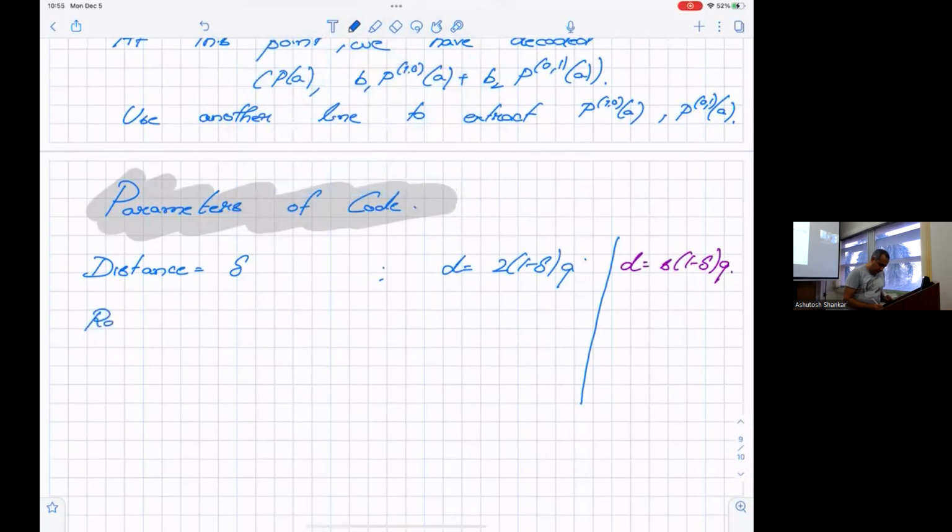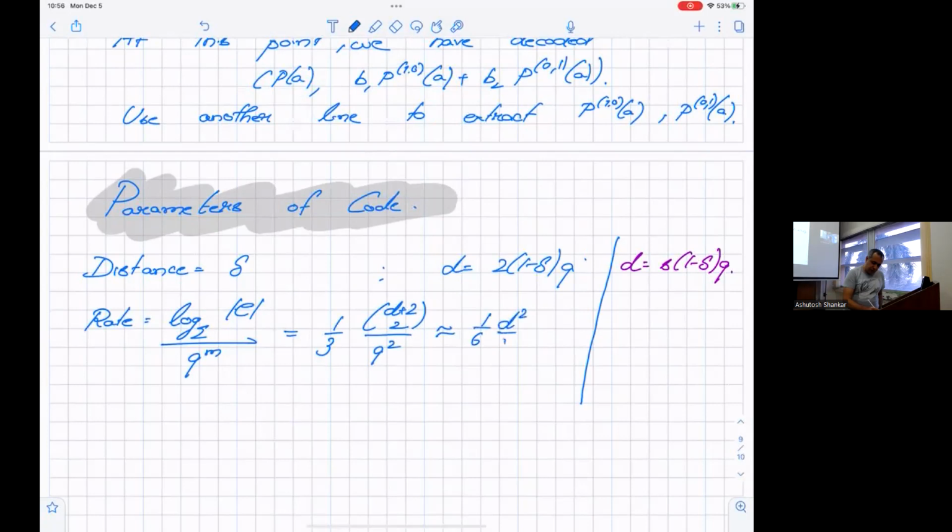Now, rate. If you recall, it was D plus M choose M. Let's write it a little more clearly. It was log of the size of C by Q power M. For our setting of parameters, sigma had a 1/3 coming out here, and C would be D plus 2 choose 2, and this was Q squared. This turned out to be roughly 1 over 6 D square Q square, and if you substitute, this turns out to be 2 by 3 times 1 minus delta square.